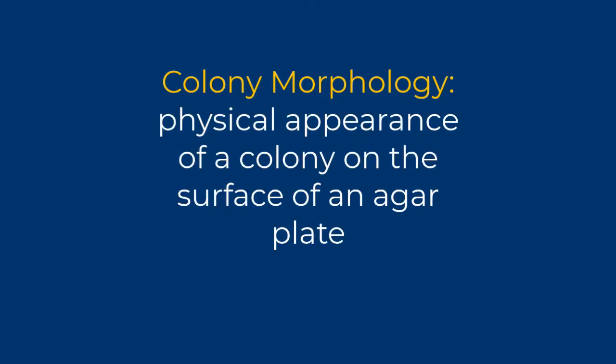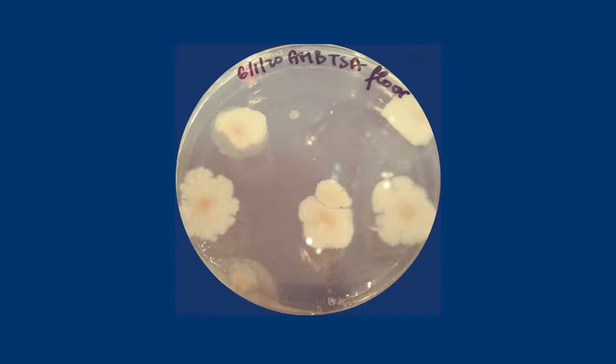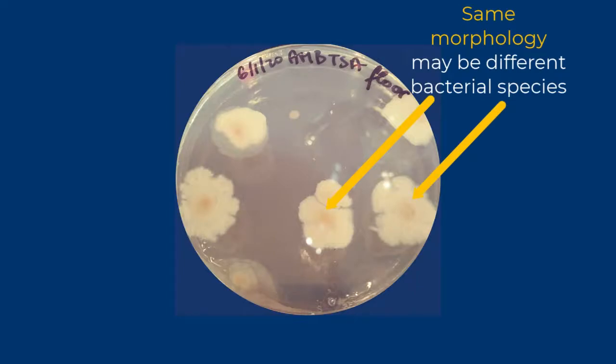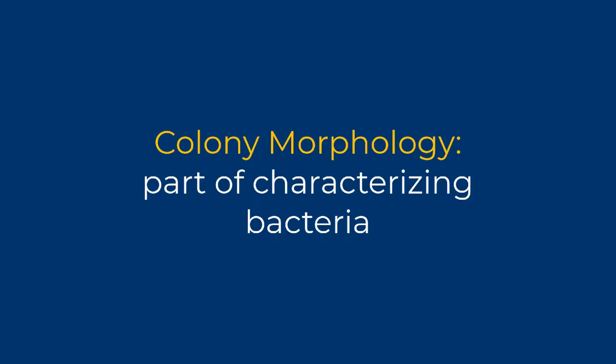Colony morphology is the physical appearance of bacterial colonies on a plate, such as those you observe on your environmental sample on TSA. Colonies that look different on a plate belong to different species of bacteria. But even colonies that look identical on a plate may belong to different species. Describing colony morphology is just one tiny part of characterizing bacteria.